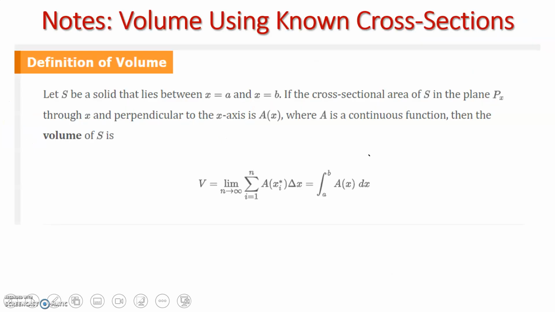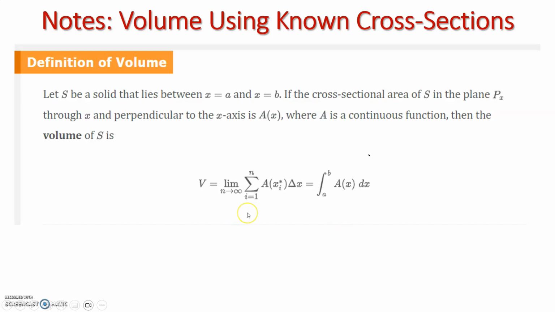All right, the focus of today's lesson is volume using known cross-sections. We will define volume as follows. Let S be a solid that lies between x equals a and x equals b. If the cross-sectional area of S in the plane P sub x through x and perpendicular to the x-axis is A of x, where A is a continuous function, then the volume of S is given as the limit of the sum of those areas times delta x, or the integral of the areas from a to b dx.